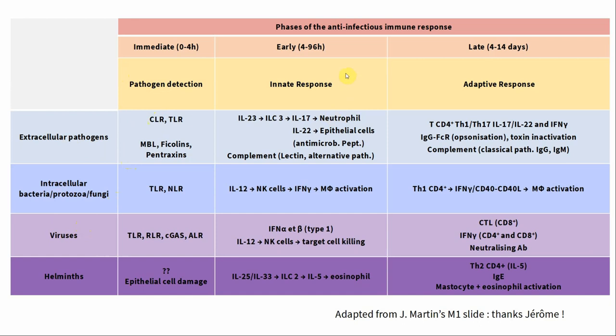The early responses, we're talking about hours to the first few days post-infection. This is where the innate response is really important. It determines whether you live or die and how severe the infection is going to be. The type of innate effectors are going to depend on what type of pathogen was detected in this initial phase. And the late phase, 4 to 14 days, maybe after the first week of infection, then you can get some CTL, some detectable T cell responses, antibody responses.